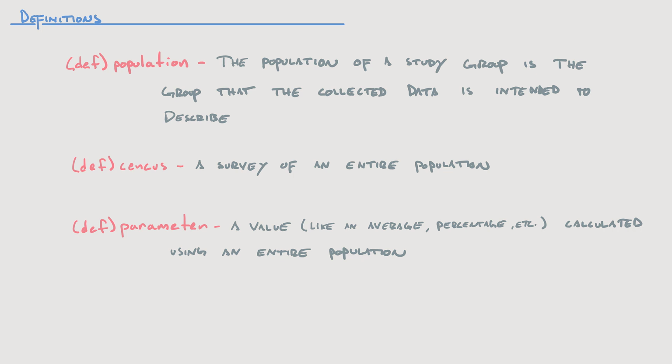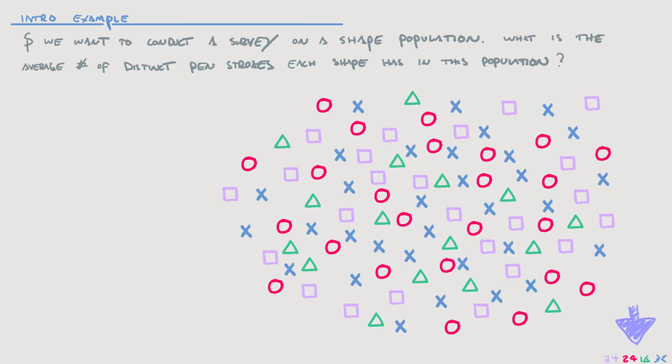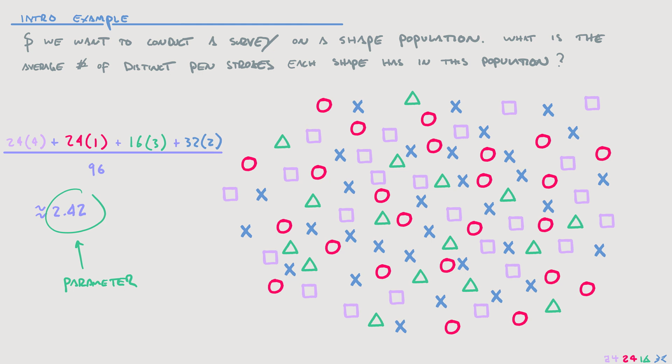And that value is called a parameter. A parameter is a value, like an average or a percentage, that's calculated using the entire population. You might have noticed these numbers down here represent how many of each shape there are. There's 24 squares, 24 circles, 16 triangles, and 32 crosses. If I were to find the average number of pen strokes with this calculation, given that there's 96 shapes total, we get 2.42. Okay, that's our parameter. So any shape in here has, on average, 2.42 pen strokes.